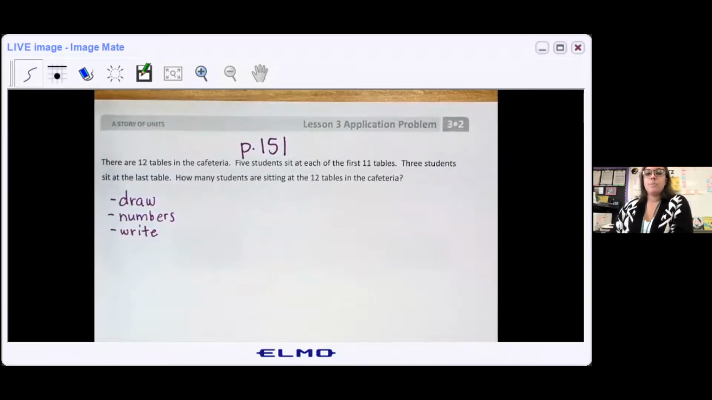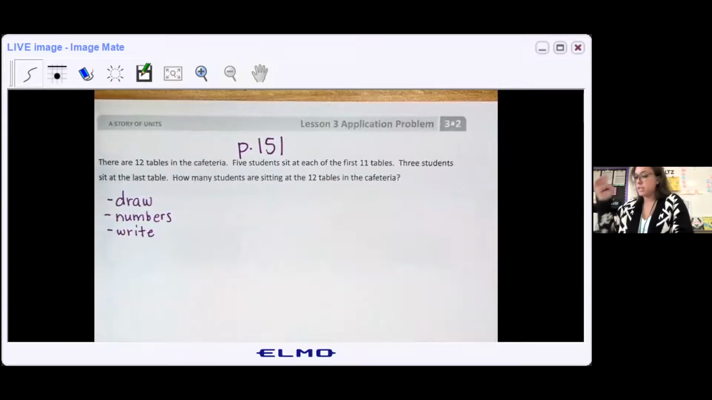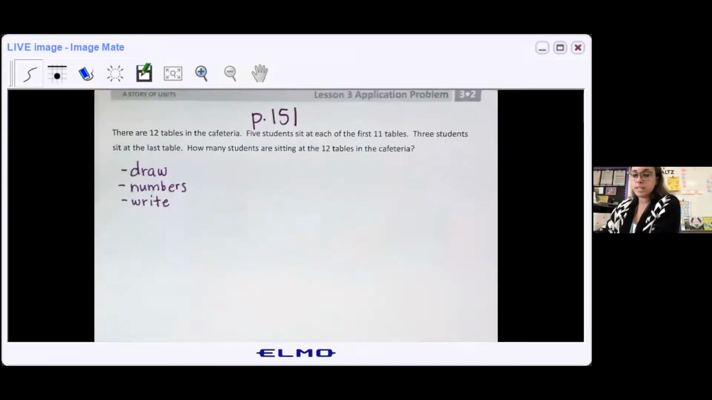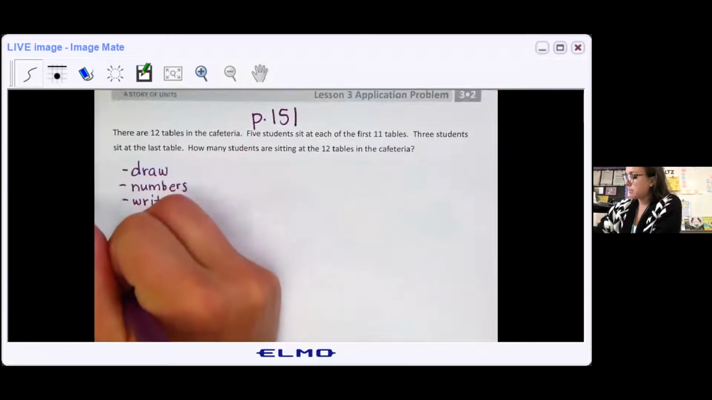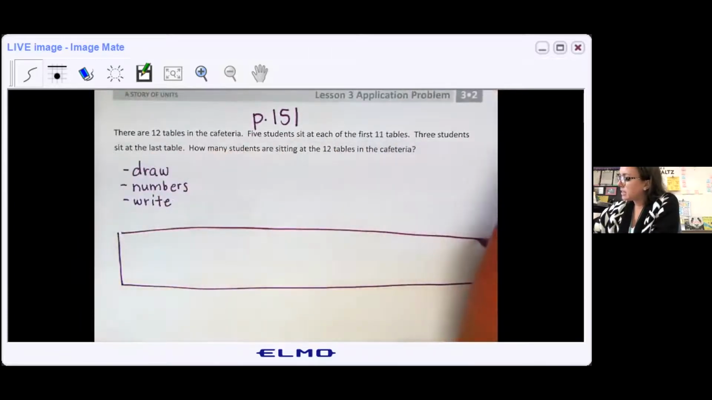Okay, so what do I know? I know there are 12 tables in the cafeteria. 5 students sit at 11, and then 3 students sit at the last one. So in my mind, I think I need to draw. Now, you could totally draw 12 circular tables, but I'm going to turn this into a tape diagram because you know how much I love those tape diagrams. I make it nice and long.